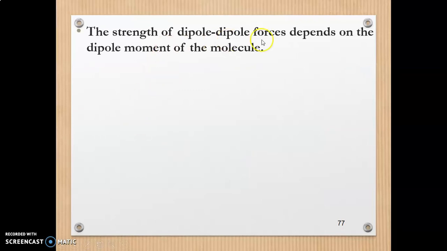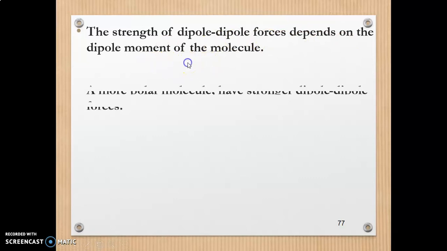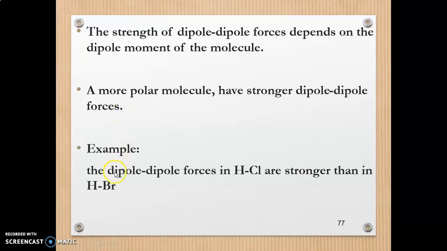The strength of dipole forces depends on the dipole moment of the molecule. A more polar molecule has stronger dipole forces. For example, the dipole forces in hydrogen chloride are stronger than in hydrogen bromide. Chlorine and bromine are in the same group, but chlorine is more electronegative compared to bromine. So dipole forces in hydrogen chloride are stronger than in hydrogen bromide.